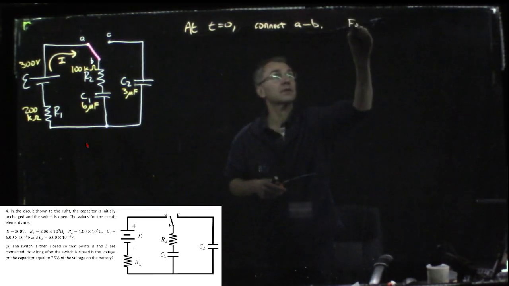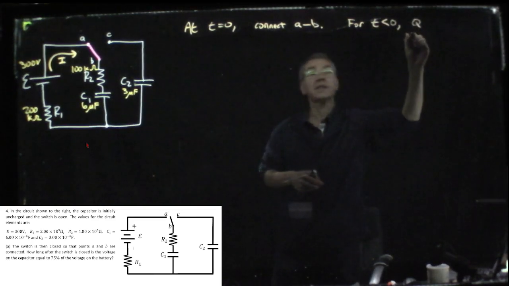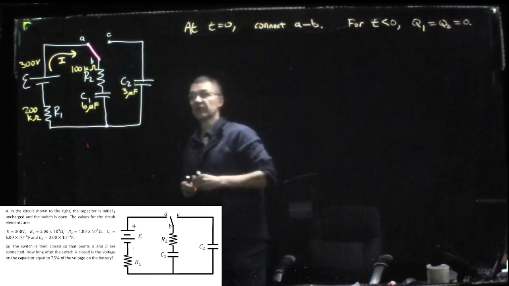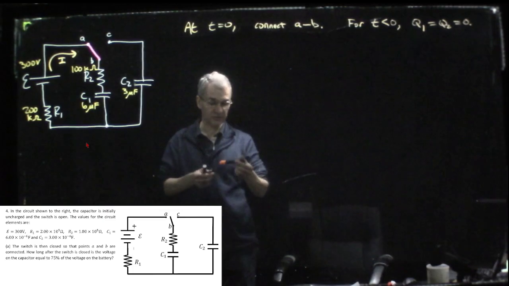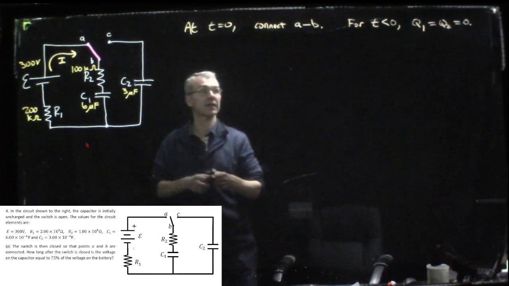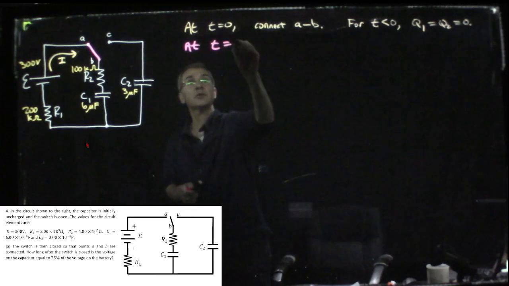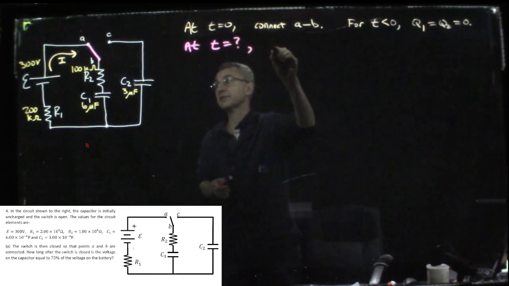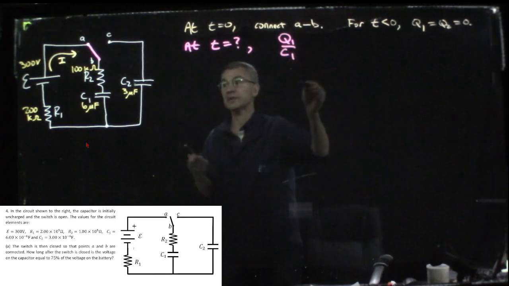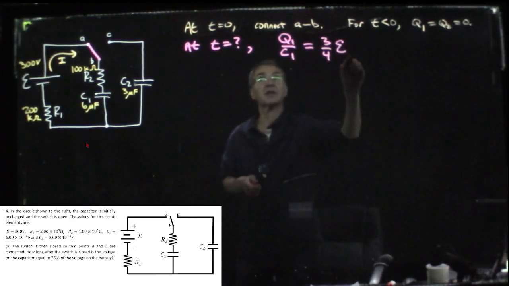Before, for t less than 0, Q1, whatever, equals Q2 equals 0. The capacitors have 0 charge. I think capacitor 2 is irrelevant for this part of the question anyway. And then we want to know at what time, at t equals what time, we have the voltage across the capacitor. So I guess that means Q1 over C1. That's the voltage across the capacitor equals 3/4 of the battery EMF.